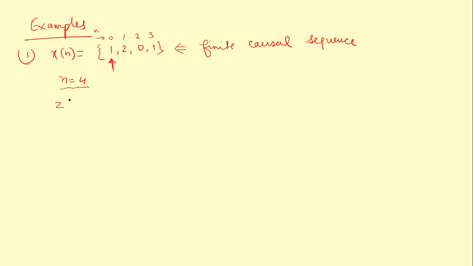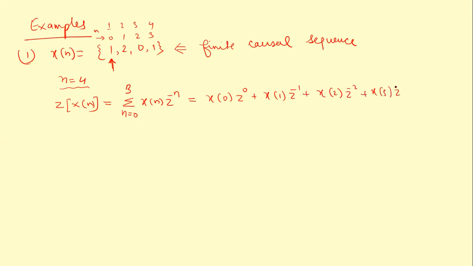The z transform of this particular sequence can be obtained by using the same formula. So n is from 0 to 3, sample 1, sample 2, sample 3, and sample 4, right? So this is xn and z raised to the power minus n. We will open it: x0 z0 plus x1 z minus 1 plus x2 z minus 2 plus x3 z minus 3.